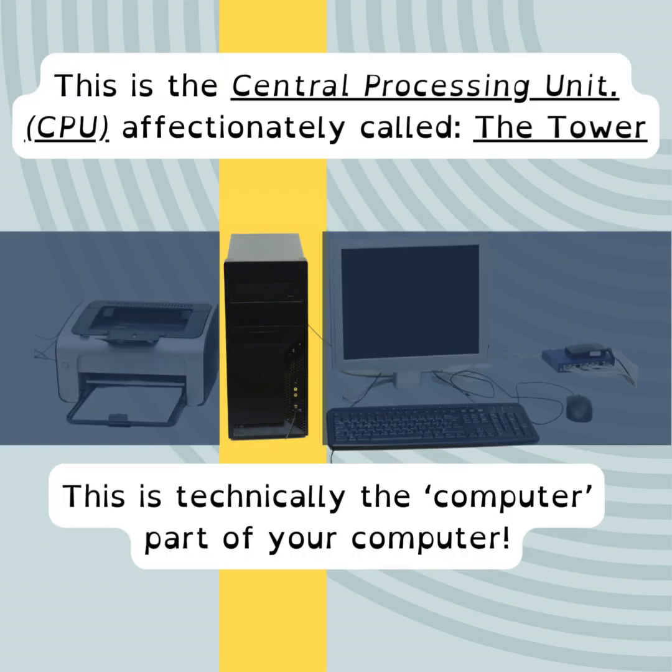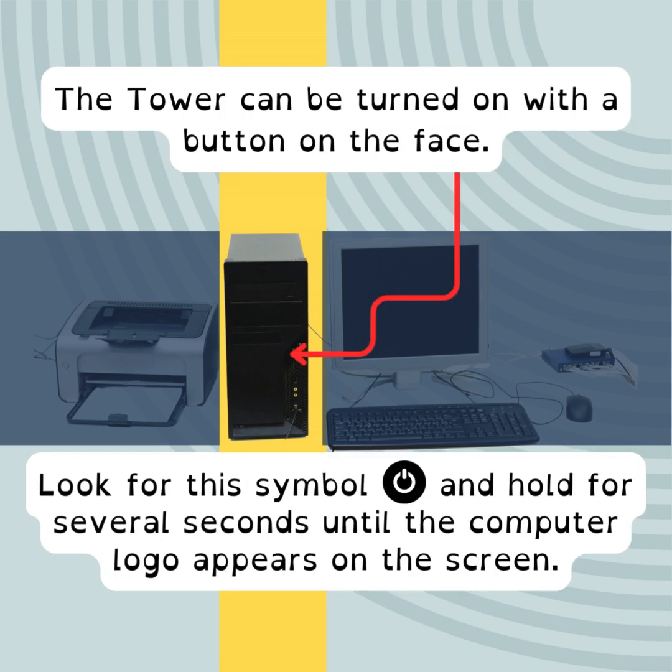This is the Central Processing Unit, or CPU, affectionately called the tower. This is technically the computer part of your computer. The tower can be turned on with a button on the face. Look for this symbol, a vertical line cutting the top half of a circle, and press the button down for several seconds until the computer logo appears on the screen.